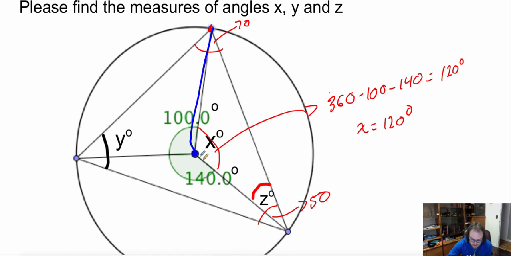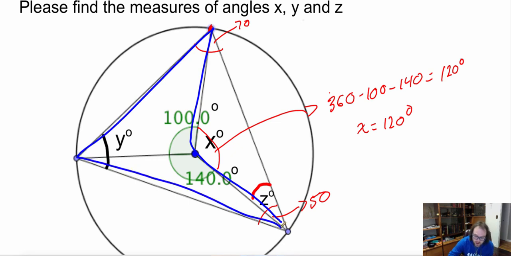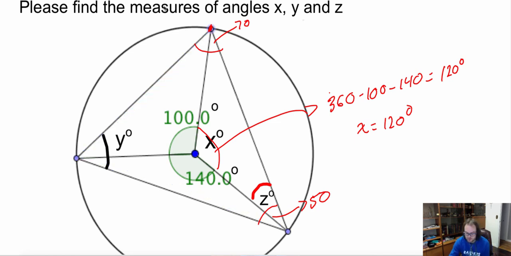X is a central angle. And now, do we know any other angle that shares the same feet with it? Yes, we do. We have y, which is an inscribed angle that shares the same feet as that central angle. So y is going to have to be half the value of x. So now y is equal to x divided by 2, which is equal to 60 degrees. So let's put this in at 60.